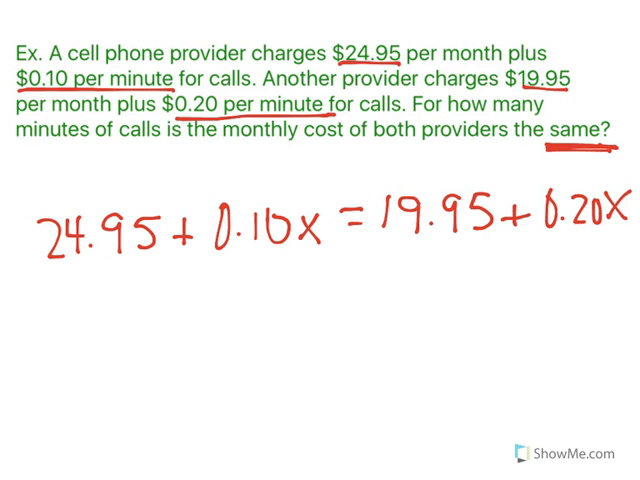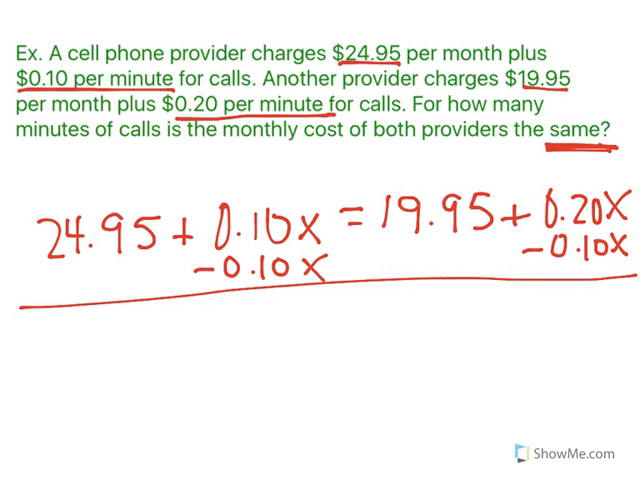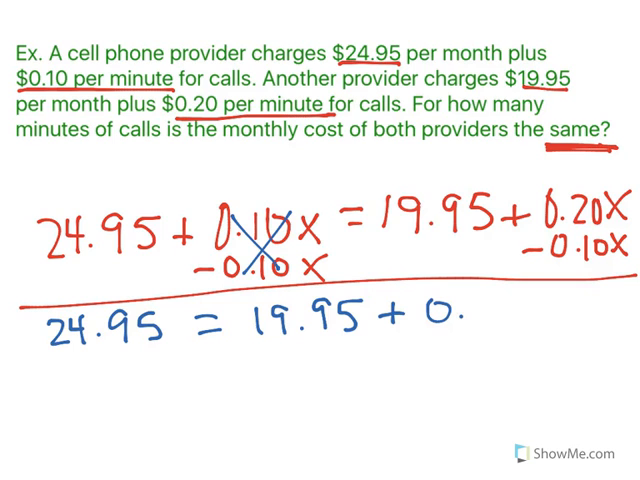I first need to combine my like terms, so I want to combine my x's first. So again, I'm going to subtract the smaller x. So I'm going to subtract 10 cents x from each side. Okay, draw my line. Let's bring down everything we haven't used. This crosses out, and that's going to equal $19.95 plus 20 cents minus 10 cents, which is just going to be 10 cents times x. Okay, so now we're left with our two-step equation. Our variables are already combined.